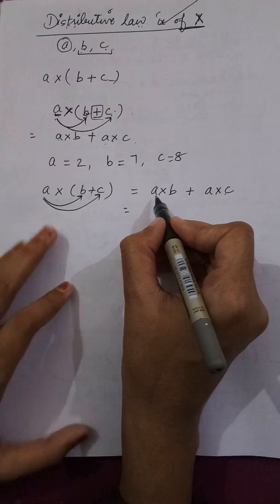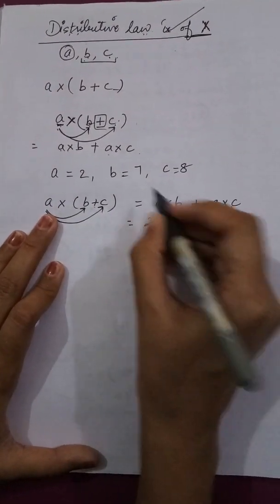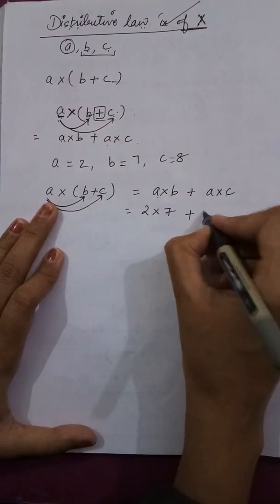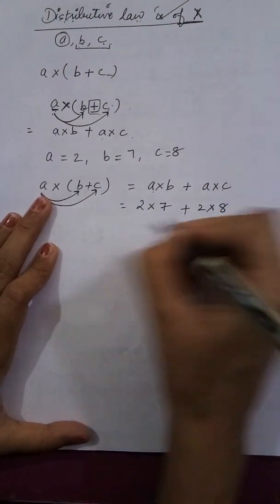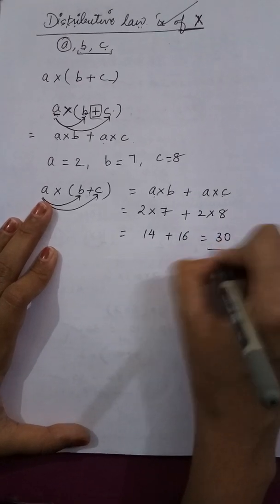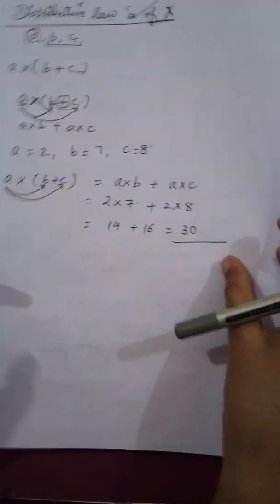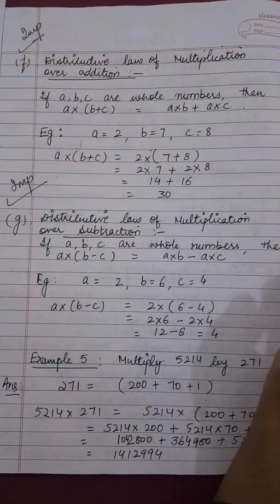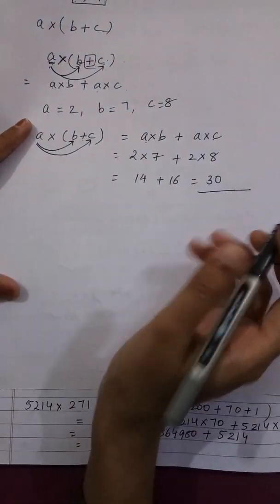Now what is the value of A? 2. What is the value of B? 7. Plus what is the value of A? 2. And what is the value of C? 8. Now what is 2 sevens are 14, 2 8s are 16. Answer is 30. So this is the distributive law of multiplication over addition.